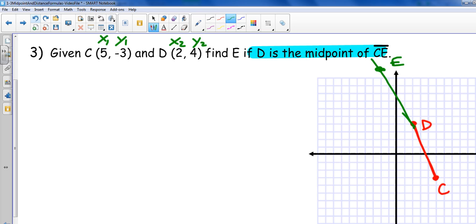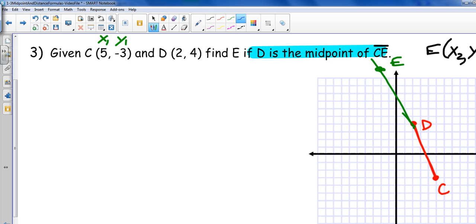So how am I going to do this? I can't call D x2 and y2 because D is the midpoint. So what I have is some unknown point, E, that I'm trying to find, and that's going to be my x2, comma y2 that I'm going to work with.